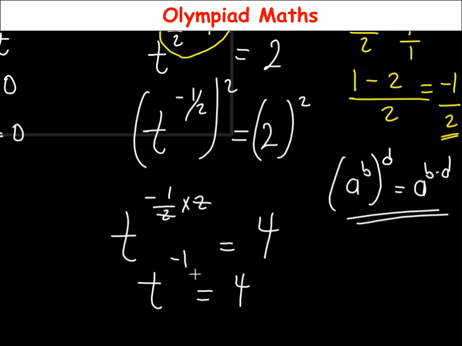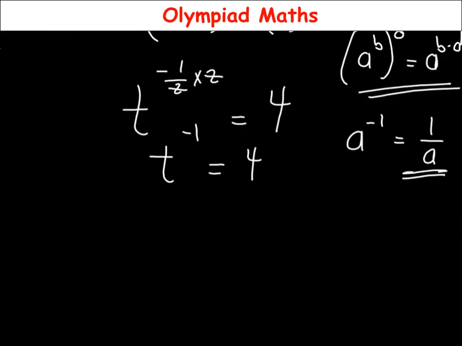At this junction, if you have a raised to the power minus 1, this equals 1 over a. Applying this rule, t raised to the power minus 1 is 1 over t, equal to 4. And 4 can be written as 4 over 1 such that we can then cross multiply. 1 times 1 is 1, equals 4 times t, which is 4t.